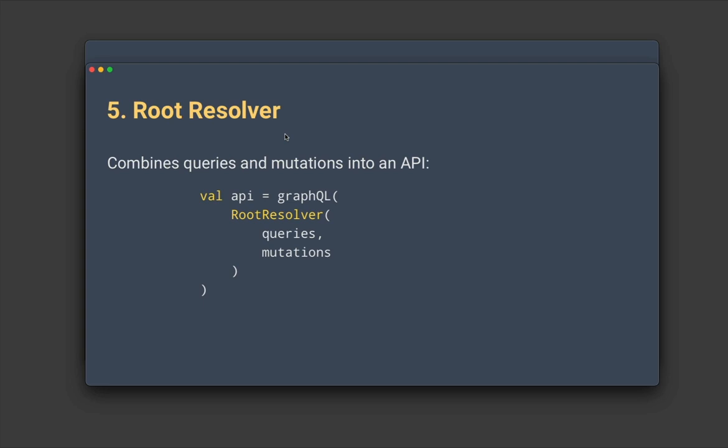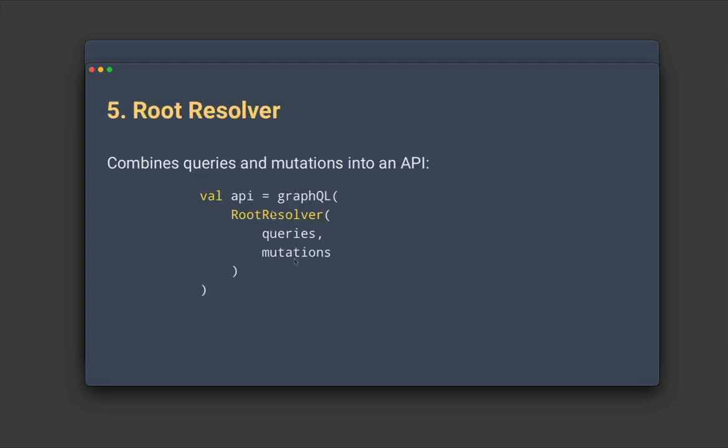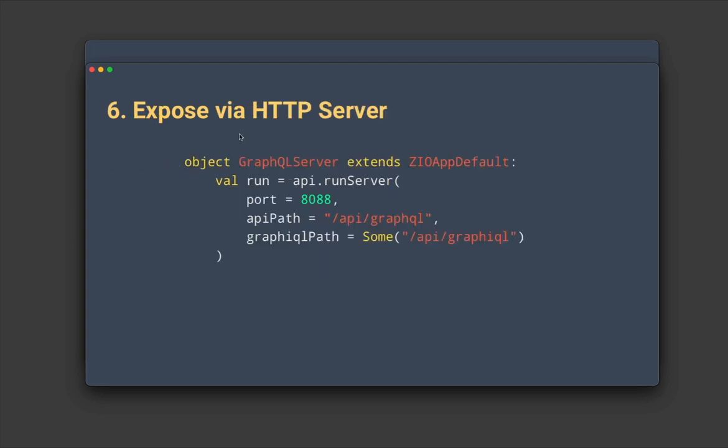As we come over here, okay, in this case, I did not create an implementation of the mutations. So just assume that I did. Once you implement those mutations, the biggest difference between this code and the previous code I showed is that now inside of the root resolver, you have both queries and mutations. Again, we wrap the root resolver with GraphQL. That creates our API variable, as you saw before. And then in the sixth step, we expose that API through the ZIO HTTP server.